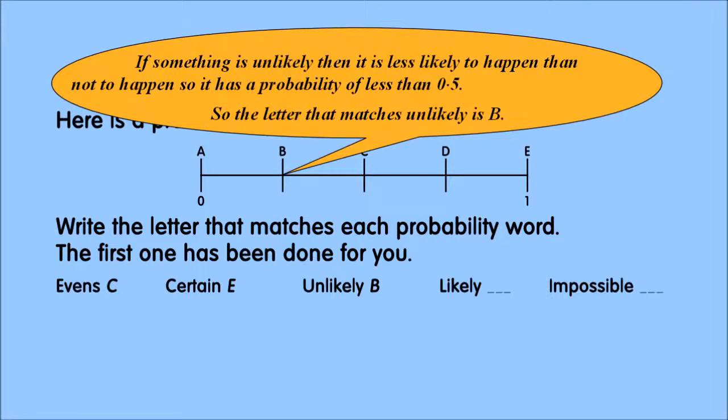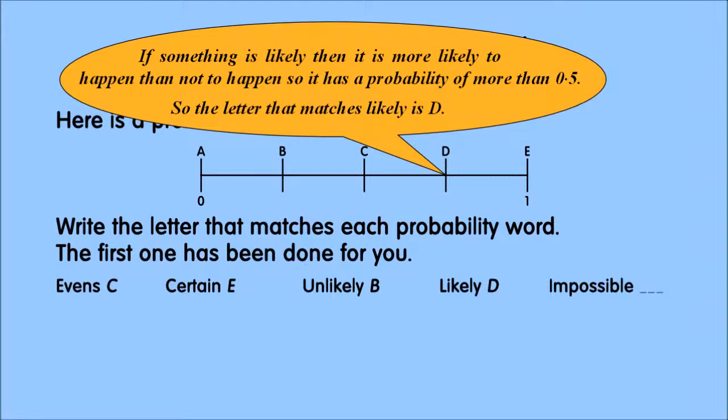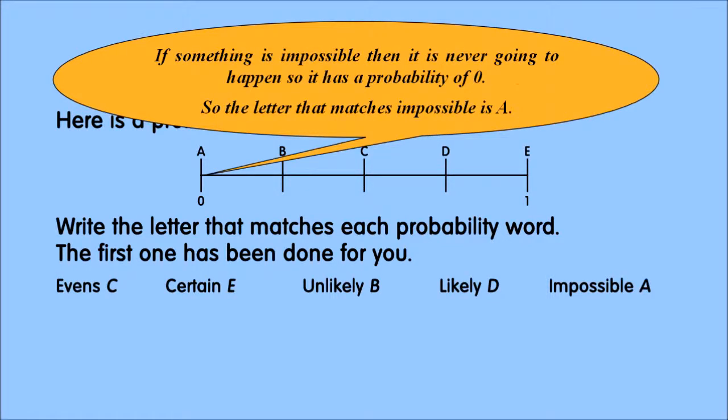If something is unlikely, then it is less likely to happen than not to happen, so it has a probability of less than 0.5. So the letter that matches unlikely is B. If something is likely, then it is more likely to happen than not to happen, so it has a probability of more than 0.5. So the letter that matches likely is D. If something is impossible, then it is never going to happen, so it has a probability of 0. So the letter that matches impossible is A.